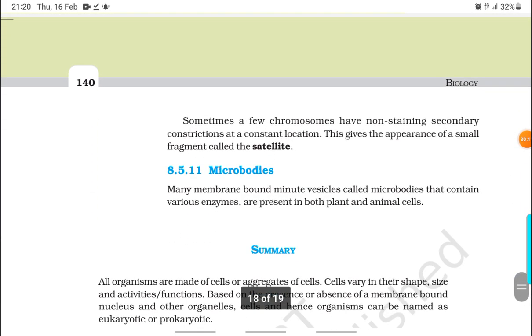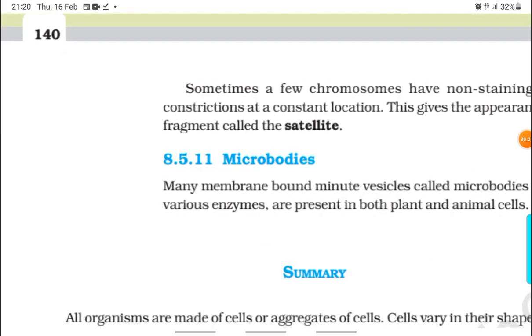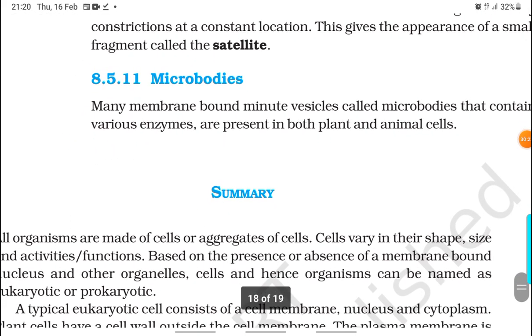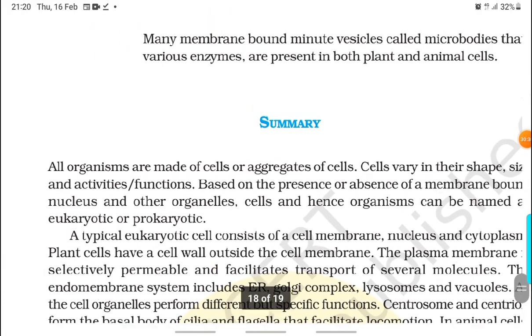Sometimes a few chromosomes have non-staining secondary constrictions at a constant location. This gives the appearance of a small fragment called a satellite. Microbodies. Many membrane-bound minute vesicles called microbodies that contain various enzymes are present in both plant and animal cells.